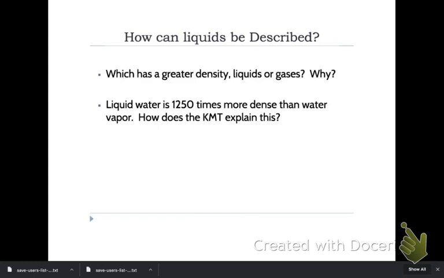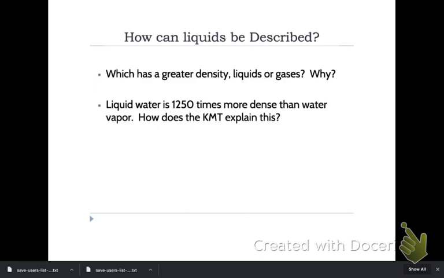So we know that liquids are going to have the greater density because, remember, mass over volume. Since liquids can be closely packed, their volume is going to be a lot smaller. Remember, gases will take the volume of their container. Liquids have a definite volume. So if we were to look at the density between water and its water vapor, liquid water is 1,250 times more dense than the vapor.